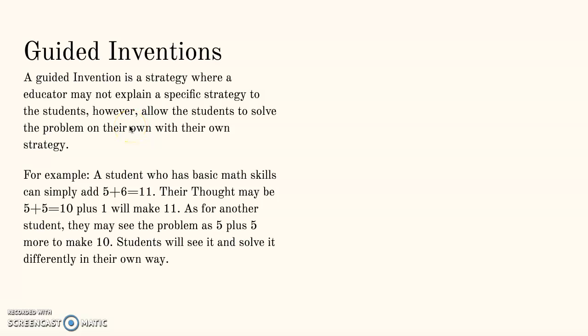I also knew students who could just look at the board and get it and use that strategy the professor or the teacher is using. But for guided inventions, for example, a student who has basic math skills can simply add 5 plus 6 is 11. So their thought process for a student who, say, is very good at memorization would be 5 plus 5 is 10. So add 6, which is 1 more than 5, it would equal 11. So for somebody who's very good at memorization, they can instantly go through that whole process within a couple seconds and come up with a solution.